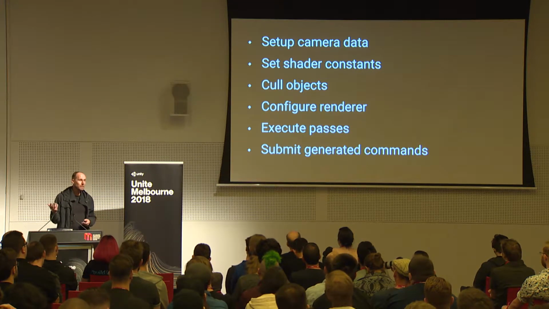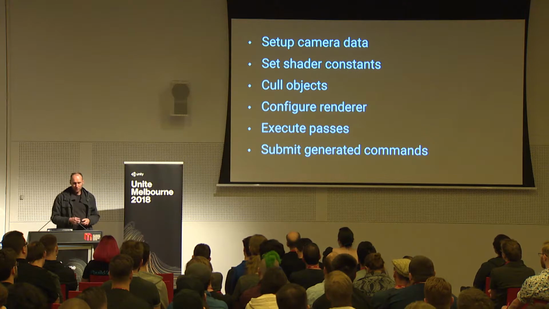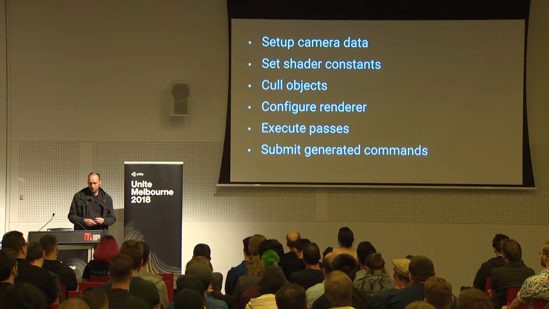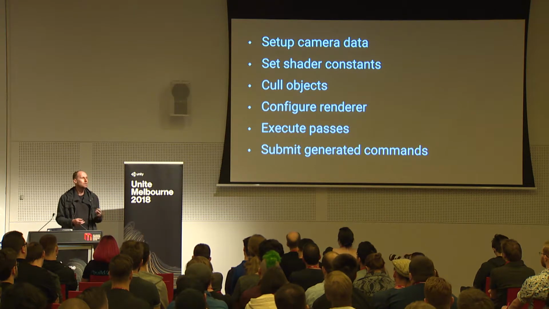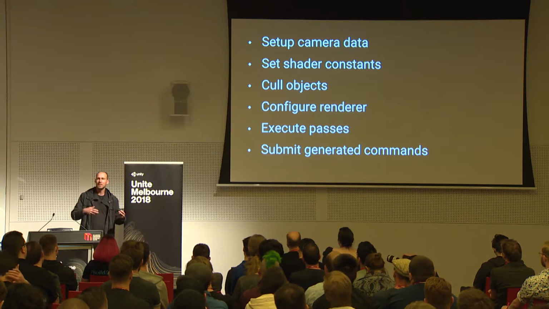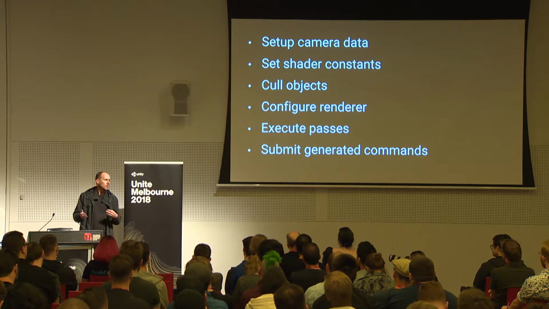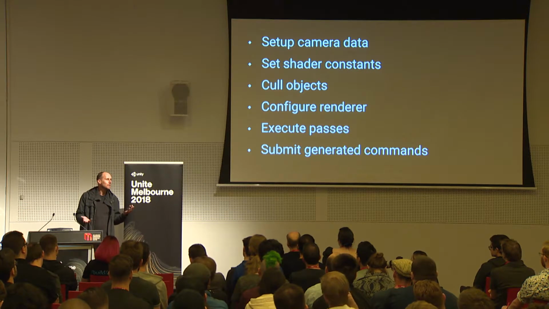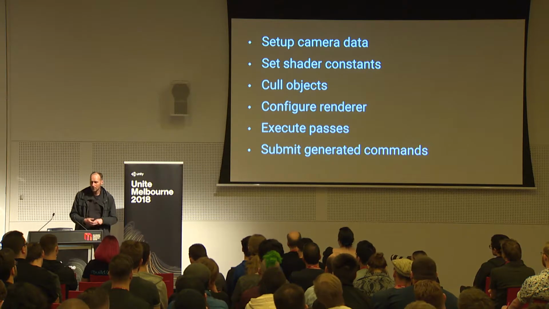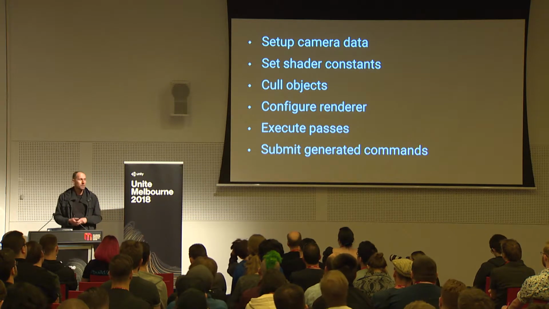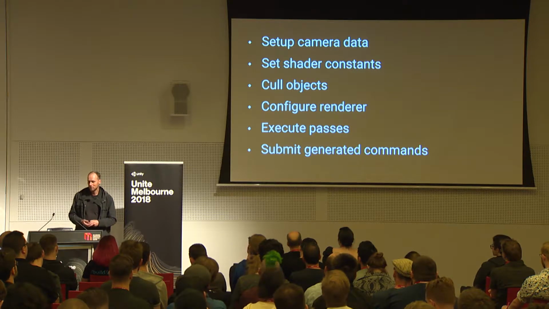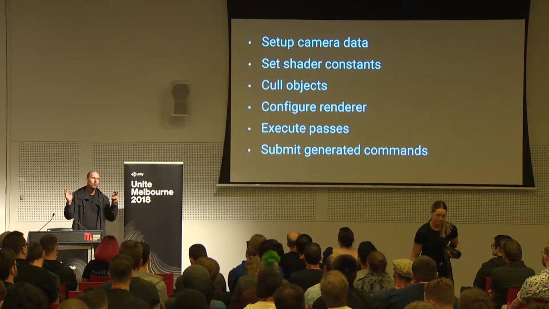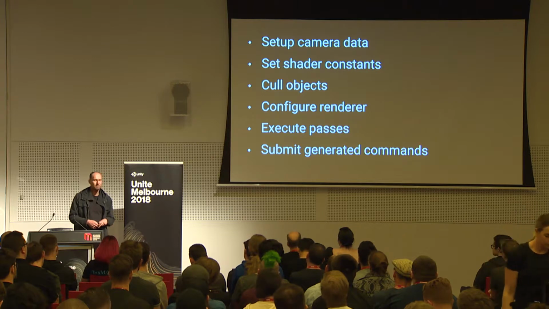We set up some camera data and some shader constants for lighting. What's the lighting we have? This is per camera, and we're going to cull some objects. You can feed it different parameters about what you'd like to cull and how. Then it's also going to cull some lights. What lights are touching this particular object? What are the most important lights? So you get basically a list of things that you're going to render this frame. We execute a bunch of different passes, which I'll dive into soon. And once we've done all that, that generates a whole bunch of rendering commands, which we then submit.